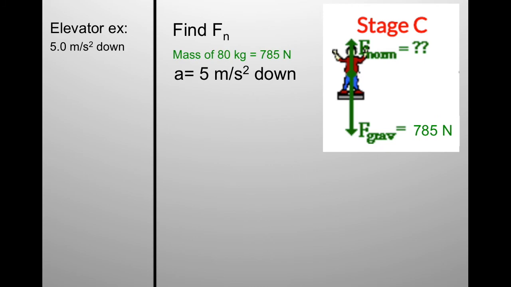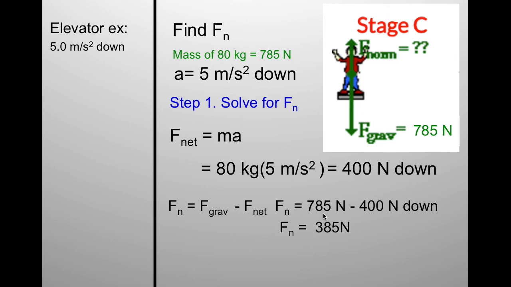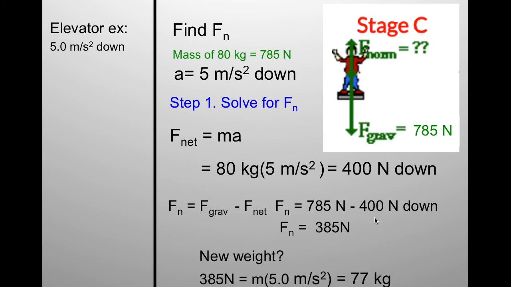Go ahead and try to solve for this. Now Otis is going down 5 meters per second squared. His weight is still the same, and we need to solve for what the normal force is so we can figure out what his new weight is. Step 1 is to solve for the net force. When we plug everything in, we get a total of 400 newtons going down. Then we need to find the normal force, which is the gravity minus the net force. When we do that, we get a total of 385 newtons. Plugging this back into F equals ma, his new weight is now 77 kilograms.